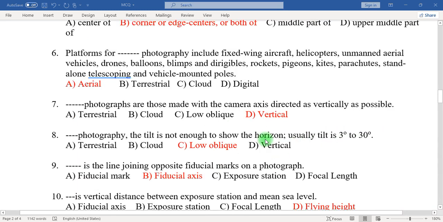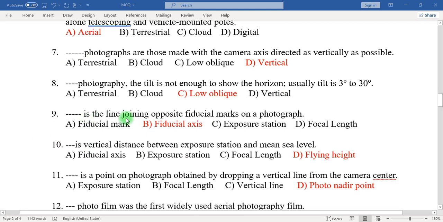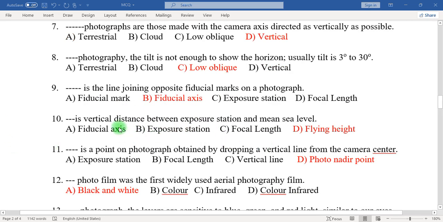Dash-dash photographs are those made with the camera axis directed as vertically as possible. Correct answer, vertical. In dash-dash photographs, the tilt is not enough to show the horizon. Usually, tilt is 3 degrees to 30 degrees. Correct answer, low oblique. Dash-dash is the line joining appropriate fiducial marks on a photograph. Correct answer, fiducial axis.